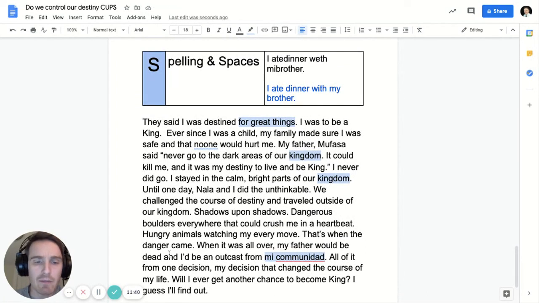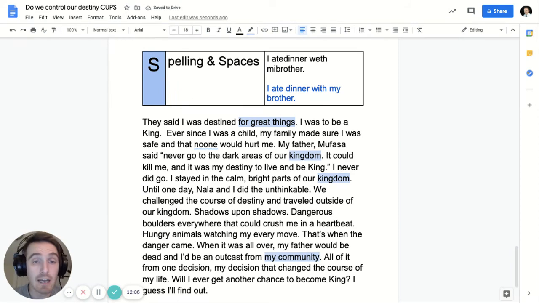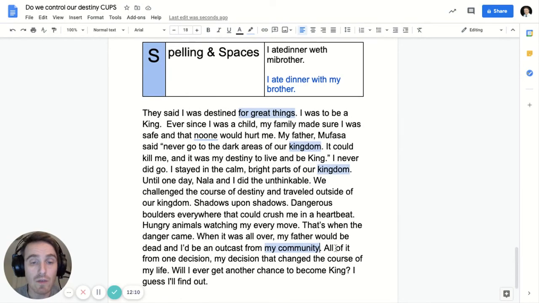And then I thought that it was important to include this down here. "When it was all over, my family would be dead, and I'd be an outcast from mi comunidad." Sometimes the words are very similar from one language to another. Make sure that you're spelling it correctly in English when you're writing in English. From "my," and then "community." It looks like "mi comunidad," but it's not the same. So there you have it.